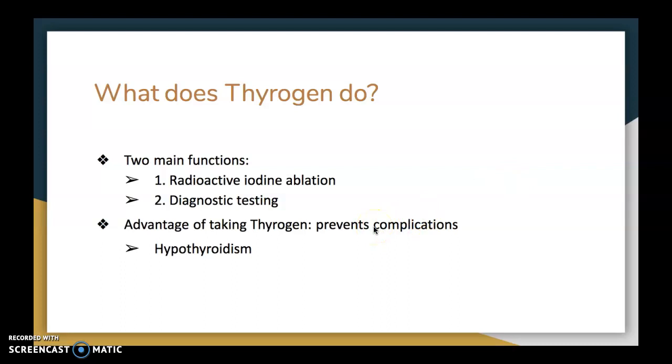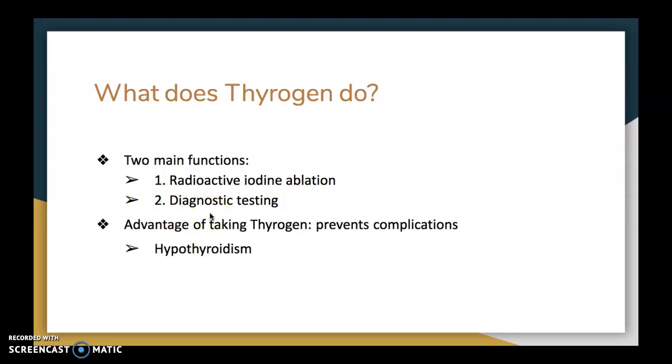And once they have it removed, there's oftentimes tissue that's left over. So they have to go through this process called radioactive iodine ablation. And Thyrogen helps in this process to take out that leftover tissue so that they can receive the treatment they need. The second function is in diagnostic testing.